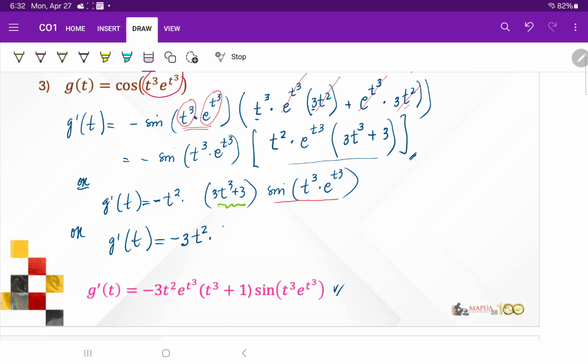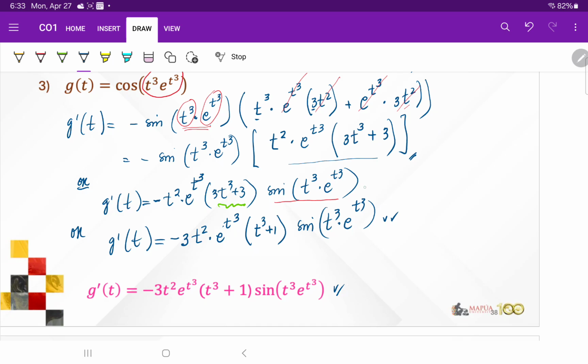That should be t square times e to the t cube. Alright, so if we factor out 3, we'll have t square e to the t cube times t cube plus 1 times sine of t cube e to the t cube. Parehas na ba? 3t square, yeah. T cube plus 1, yeah.